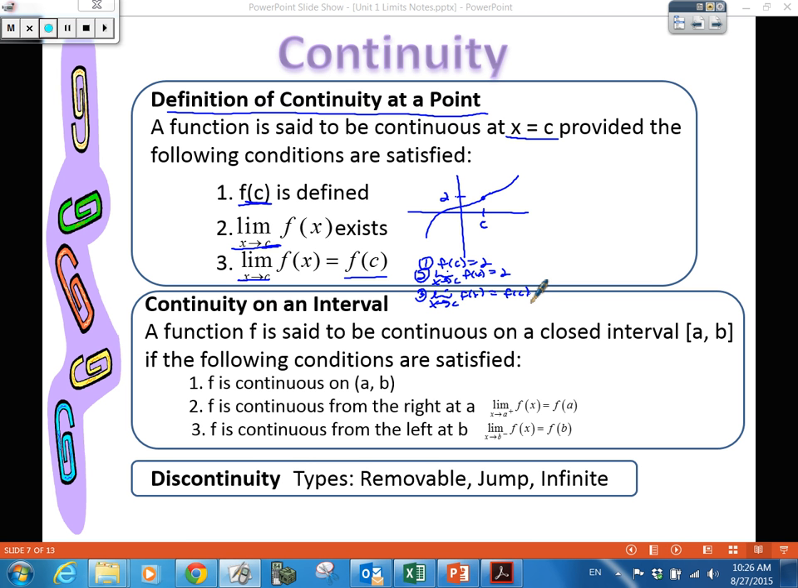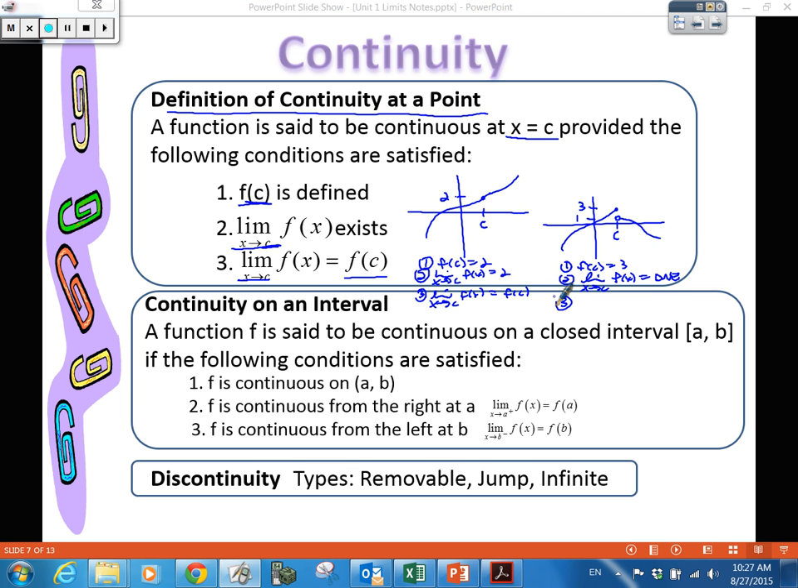Okay, so we may ask ourselves, well, when might that not be true? How is that going to work? Well, what if I had a situation where it looks like this, and this is c? Okay, so let's go through the steps. Number 1, does f of c exist? Yes, f of c is 3. So the answer to number 1 is yes. Number 2, does the limit at c exist? It does not. So the limit as x approaches c of f of x does not exist.